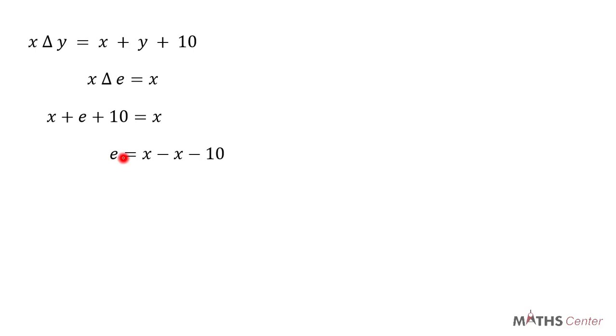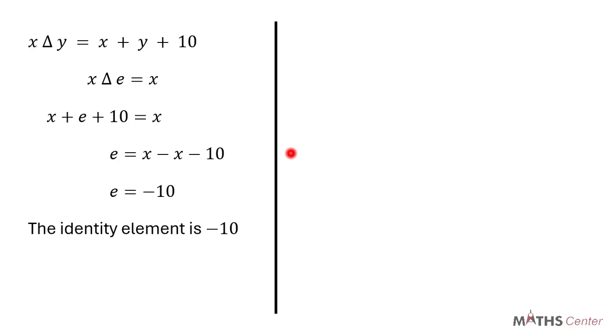I want to find E, so I will send both x and 10 to the right hand side. When I do that, I'm going to have E is equal to x minus 10, and so E is equal to negative 10. So for this particular binary operation, the identity element is negative 10. We want to find the inverse of 3 and negative 5. So first we need the inverse function.